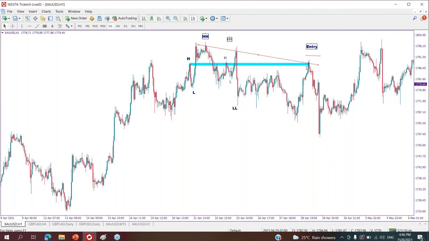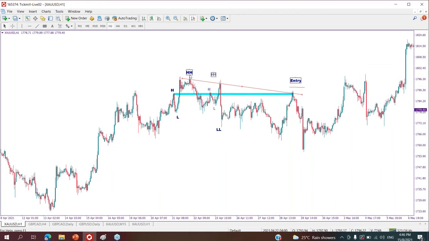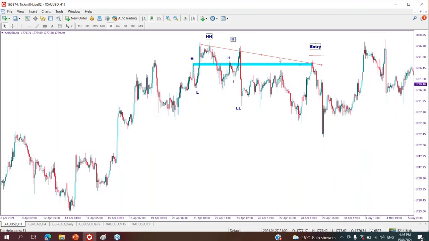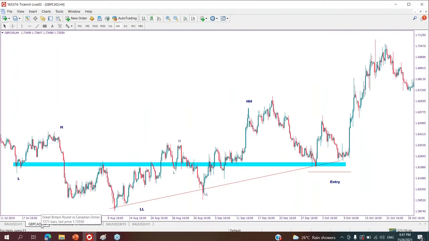Okay, so I think that's all for now. When we draw confluence or trend line, you don't have to be accurate, guys. You don't have to be accurate.